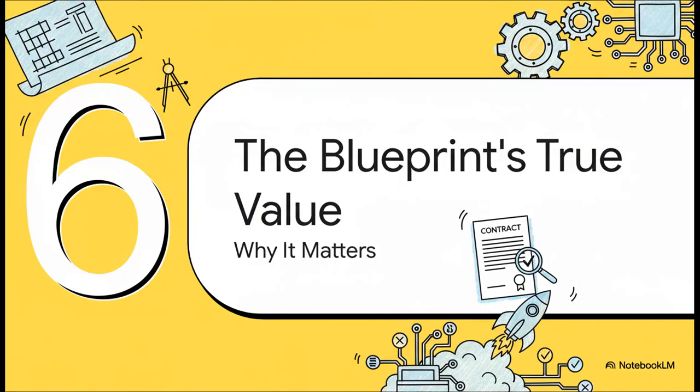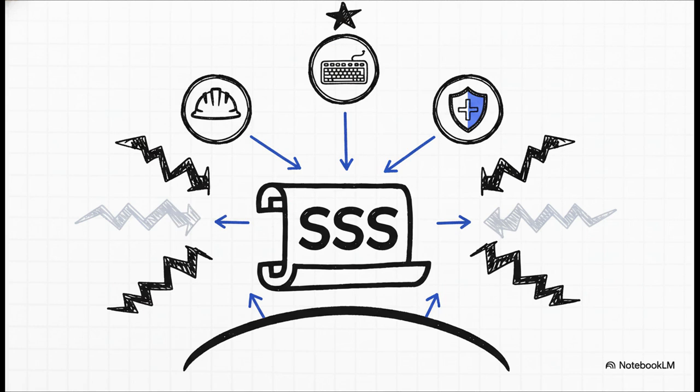So, after all that incredible detail and all this formal structure, what's the big takeaway here? I mean, why would anyone go through all this trouble? Because the SSS is so much more than just a document. It's the main communication tool that lets the software team, the hardware team, and the safety team all speak the same language. It's the contract that protects both the client and the builder. And at the end of the day, it's a massive risk reduction strategy. It's literally the recipe for success.